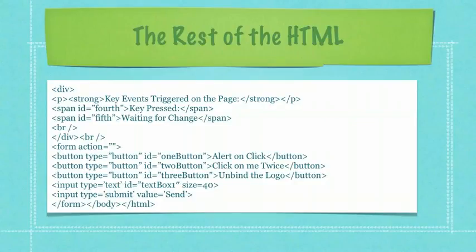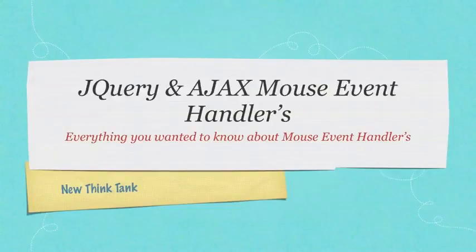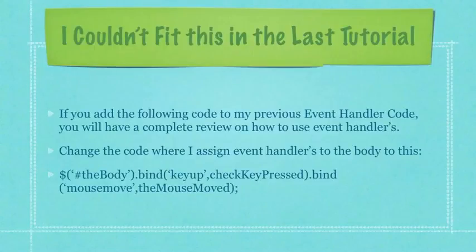Basically just a bunch of spans, breaks, and declarations inside of form elements for buttons as well as text box elements. And now, because I forgot about it in the previous tutorial, I'm going to show you exactly how to add mouse event handlers. If you add the following code to my previous event handler code, you will have a complete review on how to use event handlers.